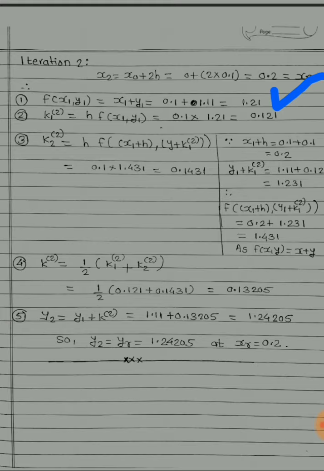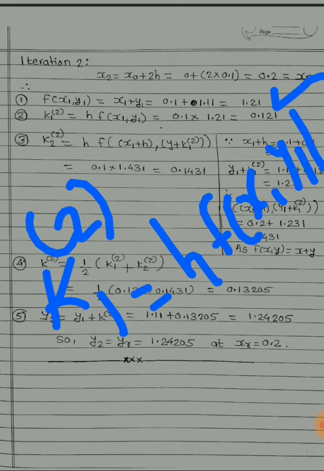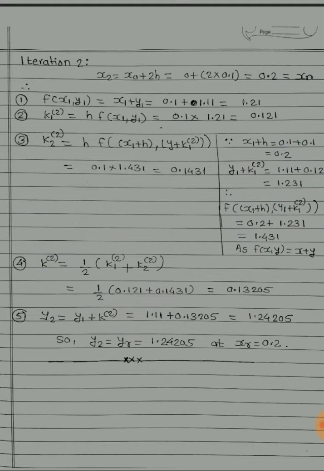Next step is to calculate the value of k1 in iteration 2. k1 is equal to h into f of x1, y1. f of x1, y1 we have just calculated, that is 1.21. If I multiply it with h, that is 0.1, I will get 0.121 as the value for k1 in iteration 2.